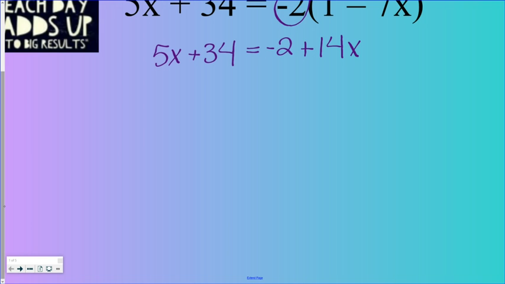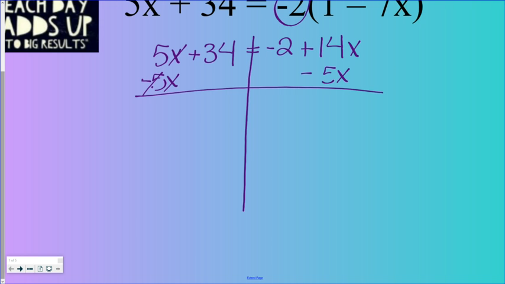Okay. Next, for solving, the first thing we're going to do is get our variables together on the same side of the equation. Right now I have 5x's on the left, 14x's on the right. So I am going to cancel this positive 5x out with a negative 5x, and then add negative 5x to the other side as well, so I keep things balanced. So we get 34 equals negative 2. 14x minus 5x gives us a positive 9x.